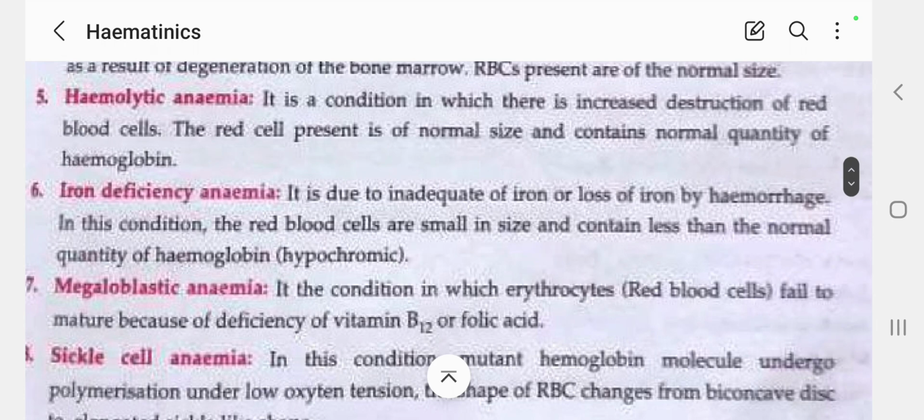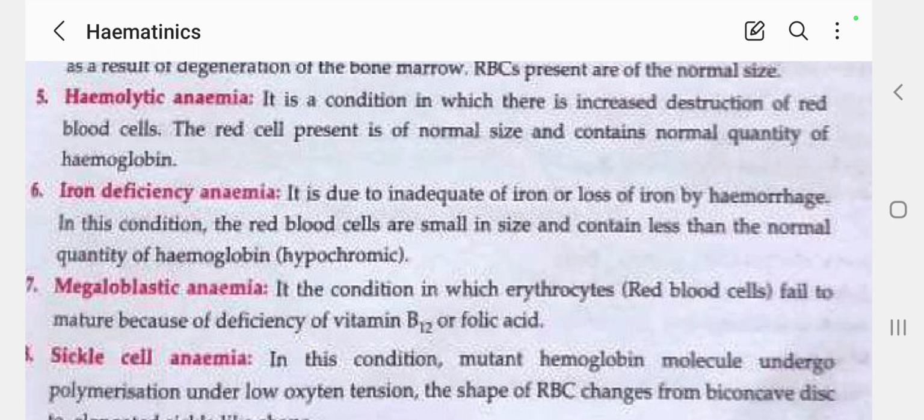Next, iron deficiency anemia, the name itself gives a clue. Iron deficiency means less amount of iron or loss of iron by hemorrhage. So in this condition, the red blood cells are small in size and contain less than the normal quantity of hemoglobin. Hypochromic.